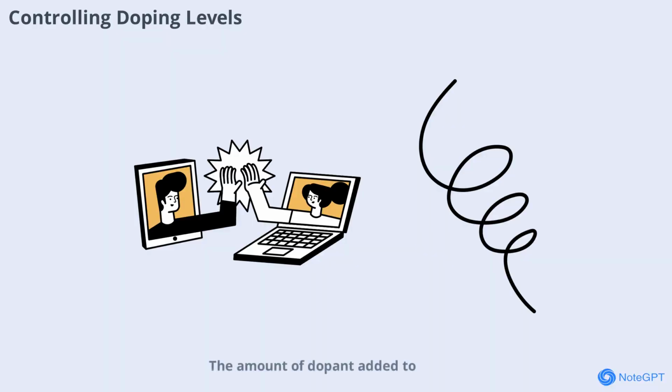The amount of dopant added to a semiconductor is called the doping concentration. This concentration must be carefully controlled to achieve the desired electrical properties. Too much or too little dopant can make the device perform poorly or even fail. Engineers use sophisticated equipment to monitor and adjust doping levels during manufacturing, ensuring consistent and reliable performance.